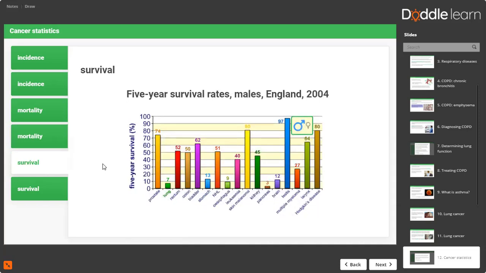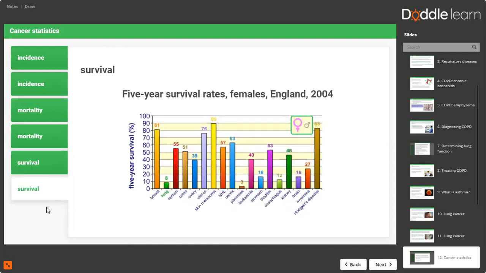For men, prostate cancer's got a very high survival rate, whilst lung cancer has a very low survival rate after 5 years. It's actually got the second lowest, lowest being pancreas, followed by lung cancer, then esophageal, then stomach. Highest chance of survival after is testicular cancer, followed by Hodgkin's disease, skin melanoma, and then prostate.